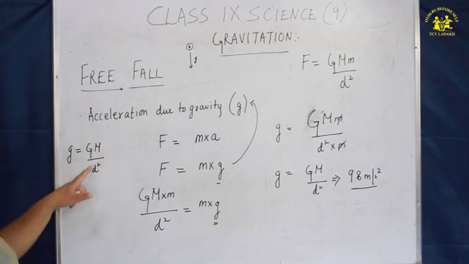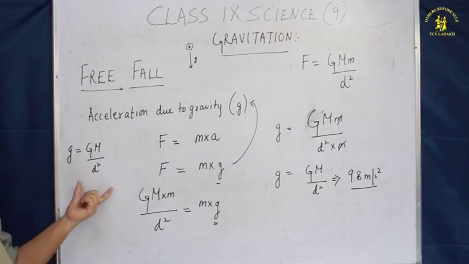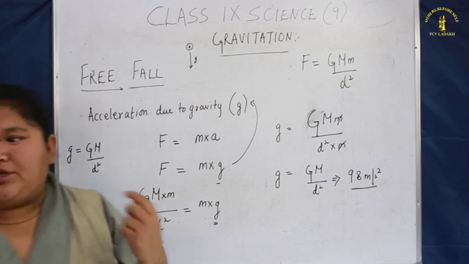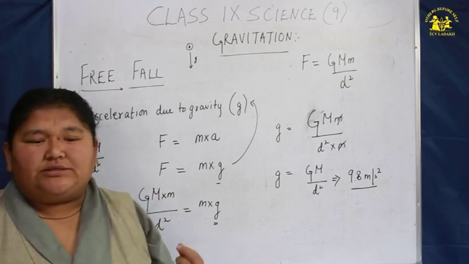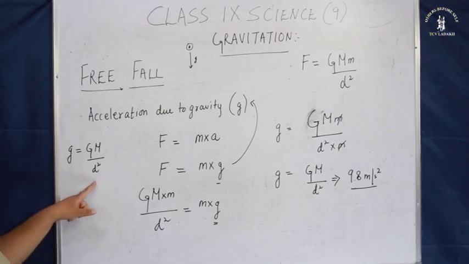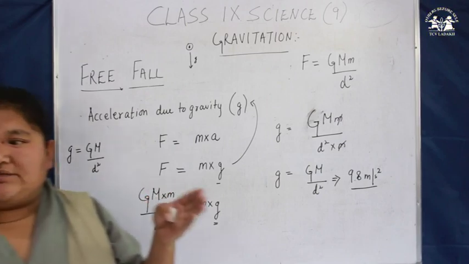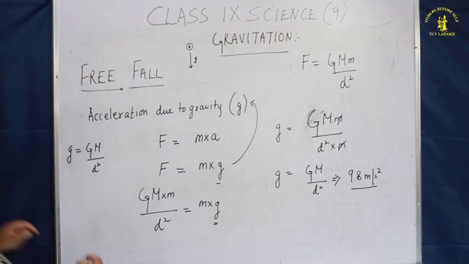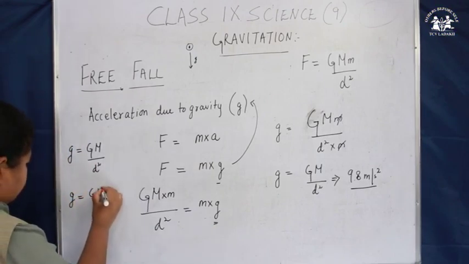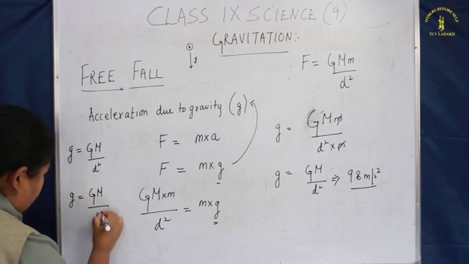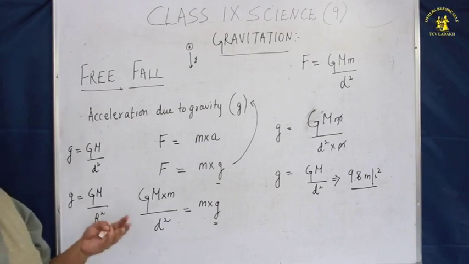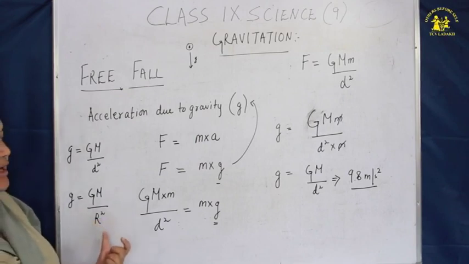g is equal to capital G m divided by d square. When an object is on the surface of the earth, the distance we consider is the radius of the earth. So here we can also write it as g is equal to capital G m divided by r square, where r stands for the radius of the earth.